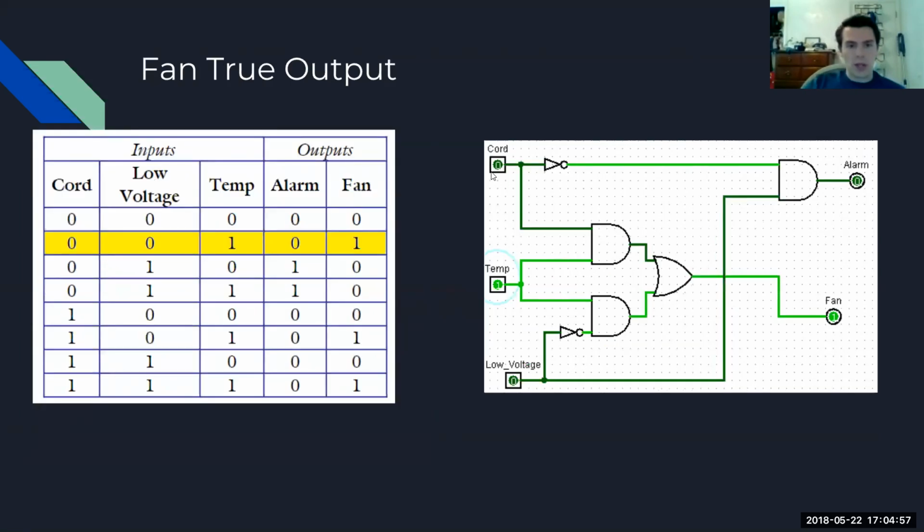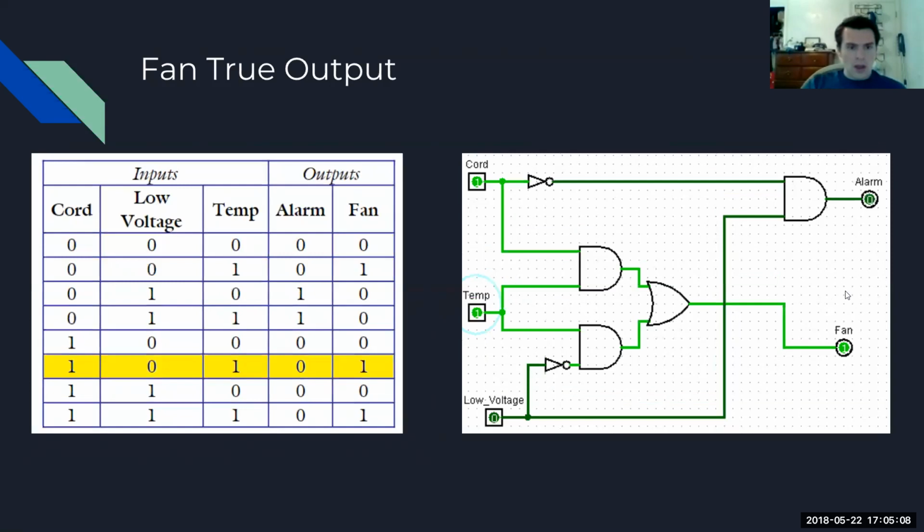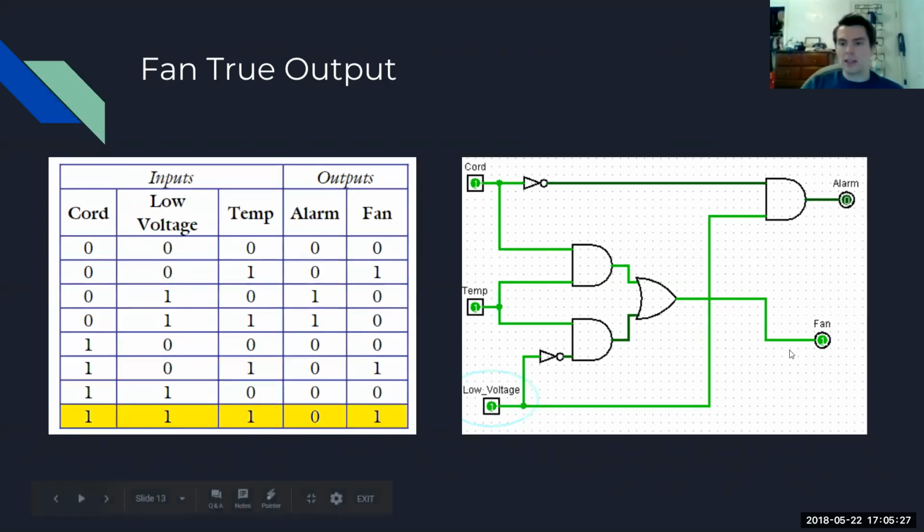For our fan, we got 3 true outputs. The first occurred when the temperature was true, when we had a high temperature, and we can see that here, that the fan output is true. Also, we got a true output when the cord was plugged in, and so we have a true value here. And with our temperature, we also have a true value, and our low voltage at 0. And again, our fan is true. And finally, the last condition that causes the fan to register as true is when all 3 inputs are true: the cord, the temperature, and the low voltage.